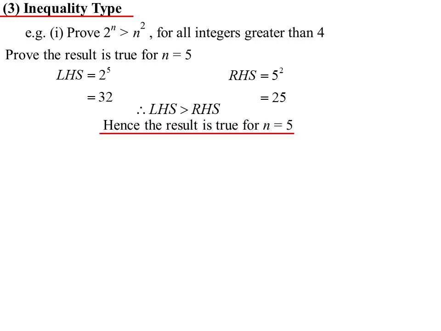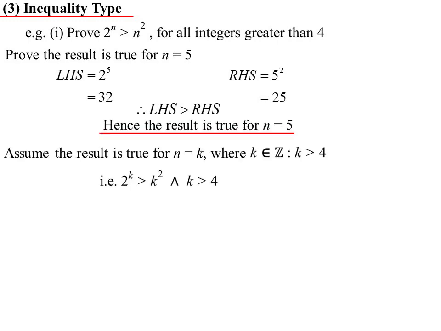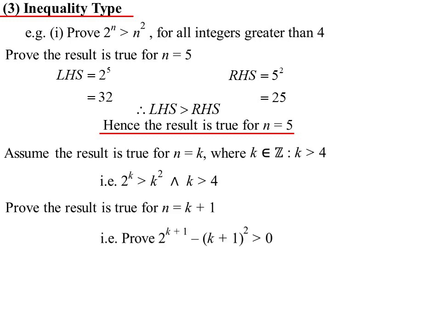So it does work. We'll assume, but in my assumption I mention, well, look, k is bigger than 4. So in other words, I'm going to assume that 2 to the power of k is greater than k squared, but I'm also going to assume that k is bigger than 4. And for this proof, that part of the assumption is actually going to be crucial. We're going to prove it's true for k plus 1. So I want to show, using the technique, let's pull everything to the left-hand side. I'm going to show 2 to the power of k plus 1 minus (k plus 1) squared is a positive number, is greater than 0.